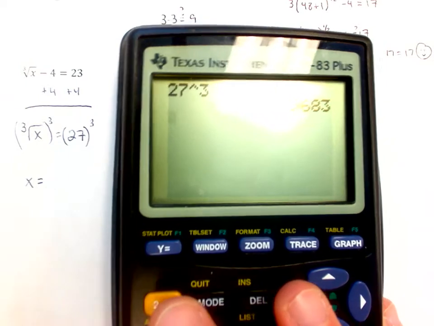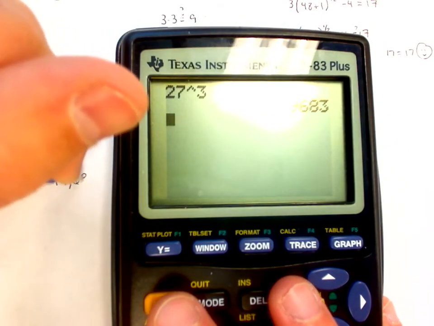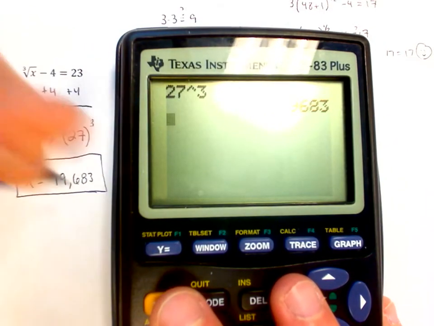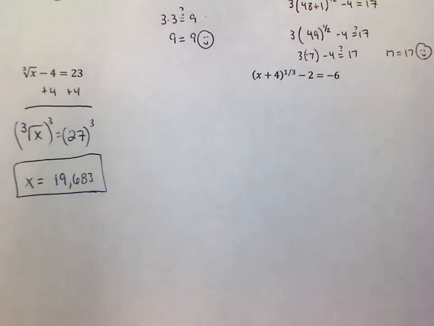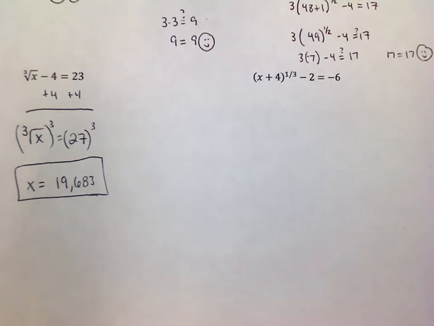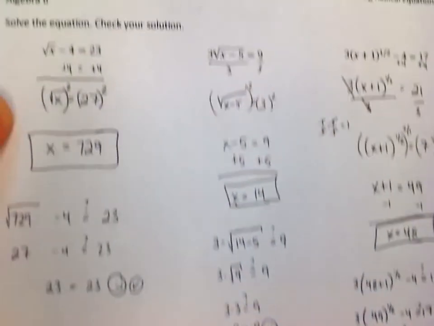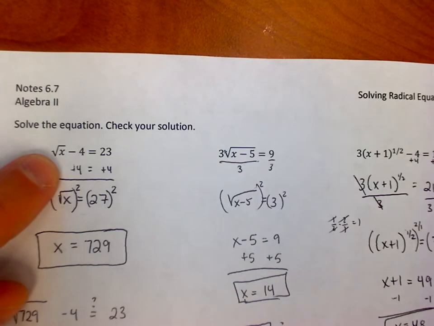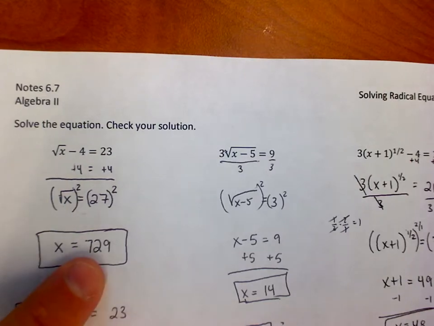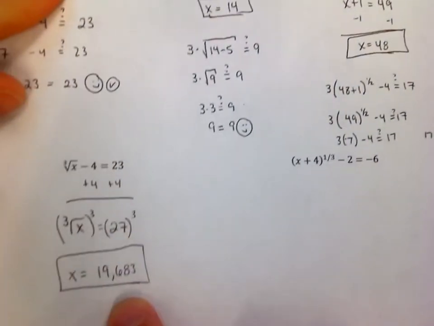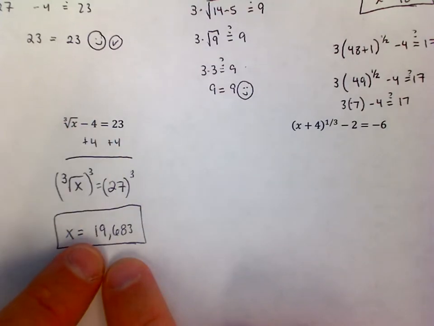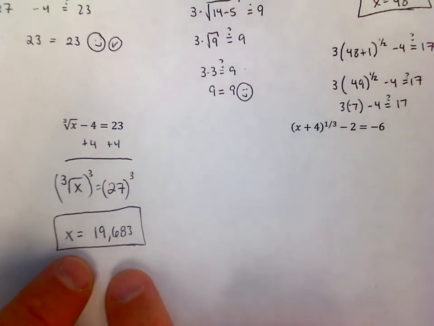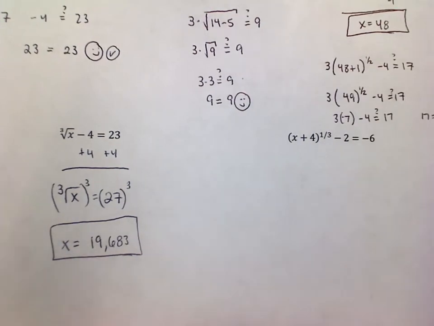Holy moly, that is 19,683. The reason you got such a big number is because I picked a dumb equation to start off with, okay? 19,683. By the way, compare to this, right? That's just the square root of x minus 4 is equal to 23. You get 700 something. The cube root of x minus 4 is 23 gives you an even bigger number, right? So it's important to know the difference between the square root sign and the cube root sign and how to get rid of them because you get drastically different answers, right?